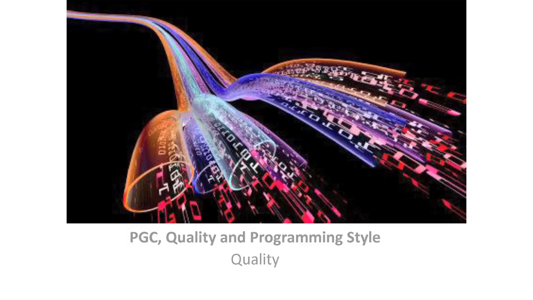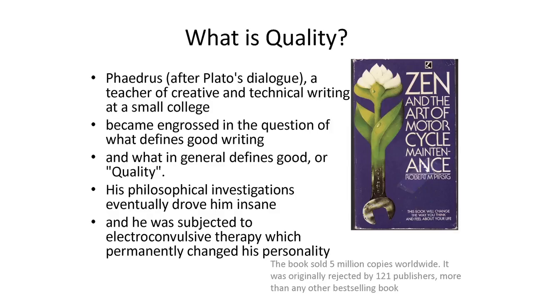Quality is the next part. I like this part because it's so fuzzy. It's the most fuzzy thing that you can think about. Quality. What is quality? When I was 20, I read this book, and it's still sharp in my mind. It's by Robert Pirsig, Zen and the Art of Motorcycle Maintenance. Anyone read it?